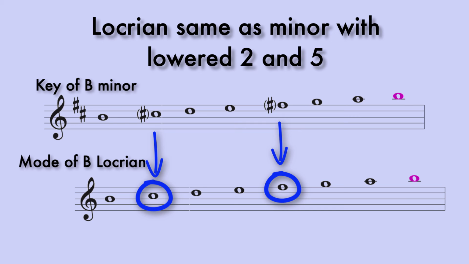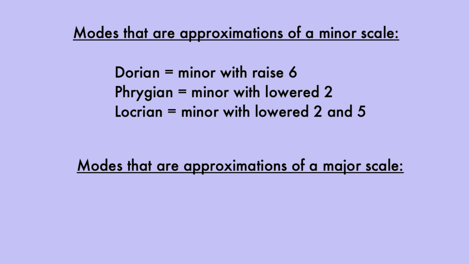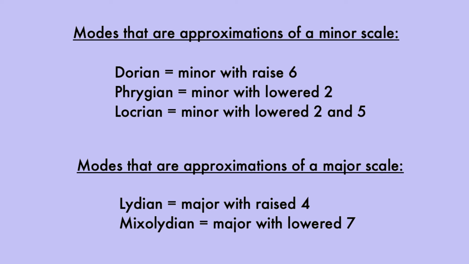Of course, for all this information to be useful, you have to memorize it. Do it like this. Dorian, Phrygian, and Locrian are approximations of a minor scale. Dorian is minor, but with a raised 6. Phrygian is minor, but with a lowered 2. And Locrian is minor, but with a lowered 2 and 5. Lydian and Mixolydian are approximations of a major scale. Lydian is major, but with a raised 4, and Mixolydian is major, but with a lowered 7th.